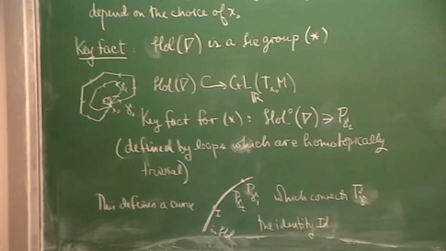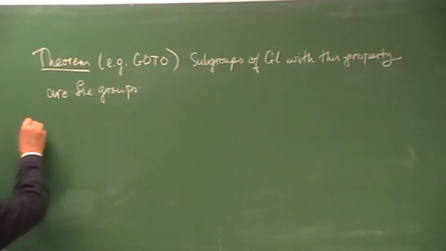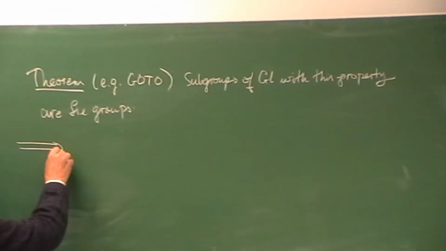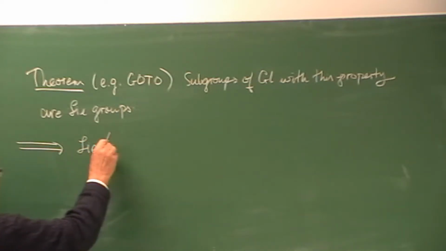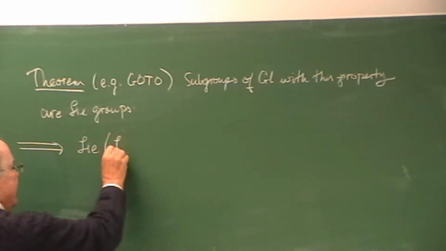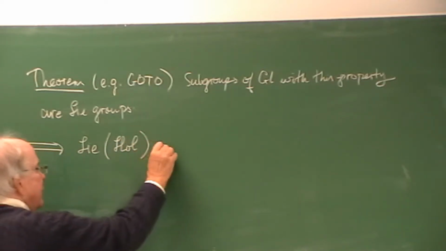So they exist and they're important, but this thing here is an element of G. Okay, that's very nice. It is the Lie group, and it's a very useful thing. And that implies that the Lie of the holonomy group is the Lie algebra.